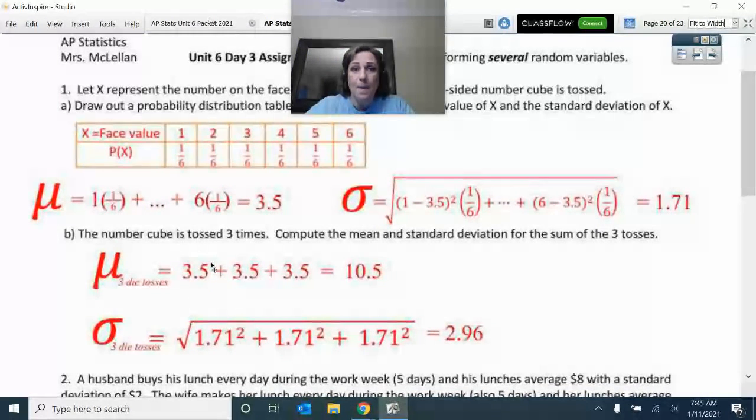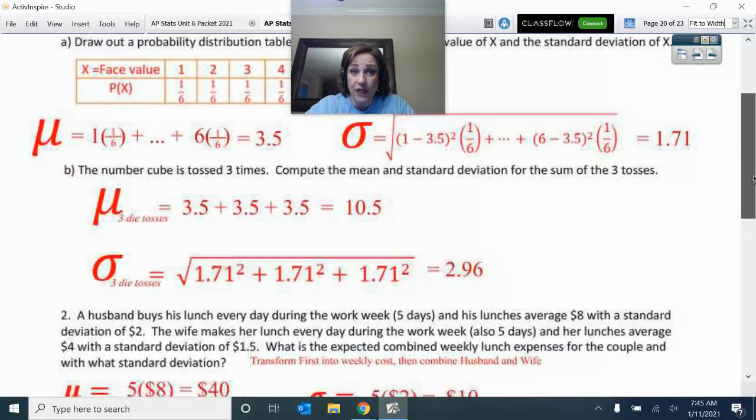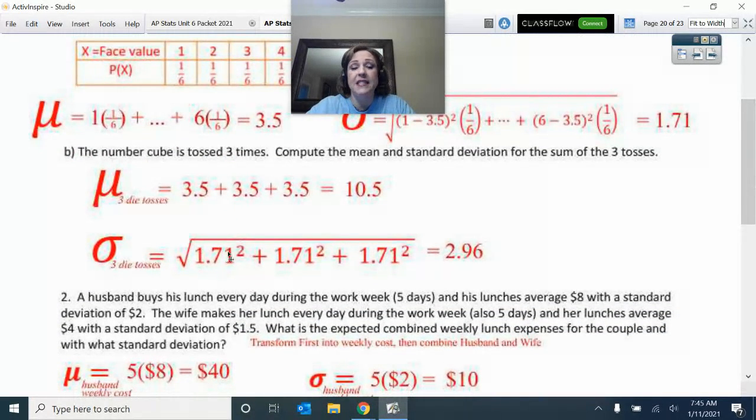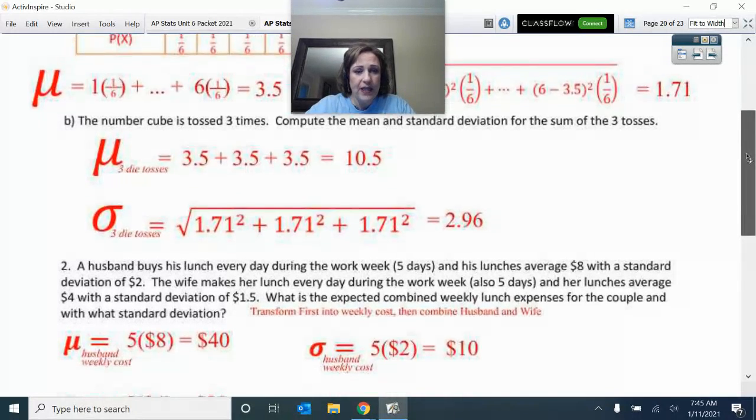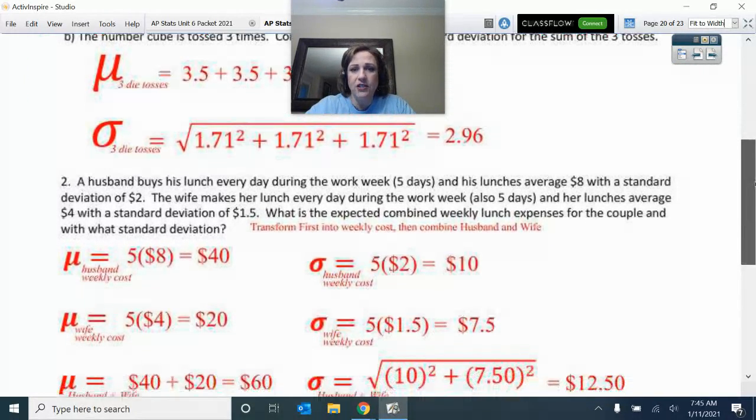Okay, so then that is combining 3 times together. Well, means combine like normal. But standard deviations have to go through that Pythagorean theorem of statistics. So it's that standard deviation squared plus standard deviation squared plus standard deviation squared, square rooting it. All right. Next, we have two different situations.